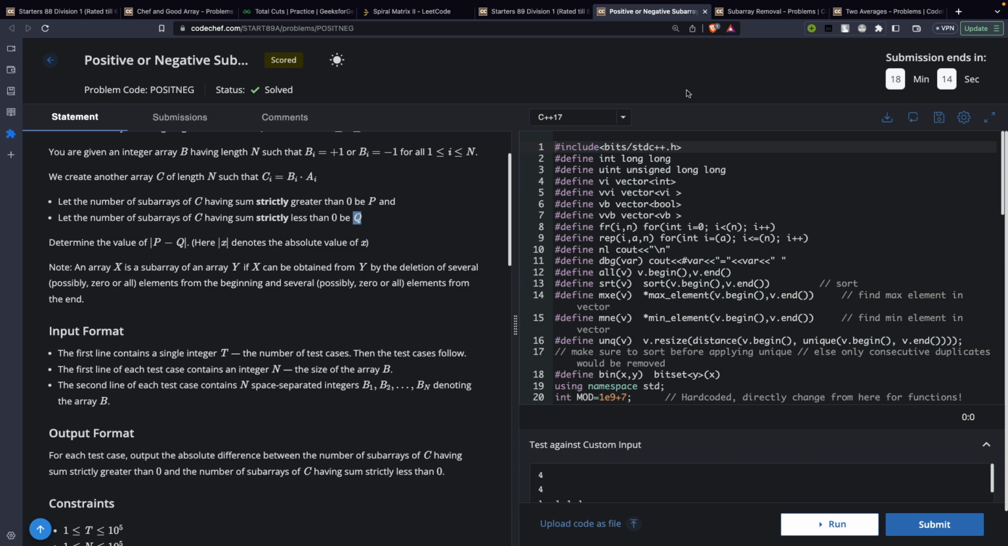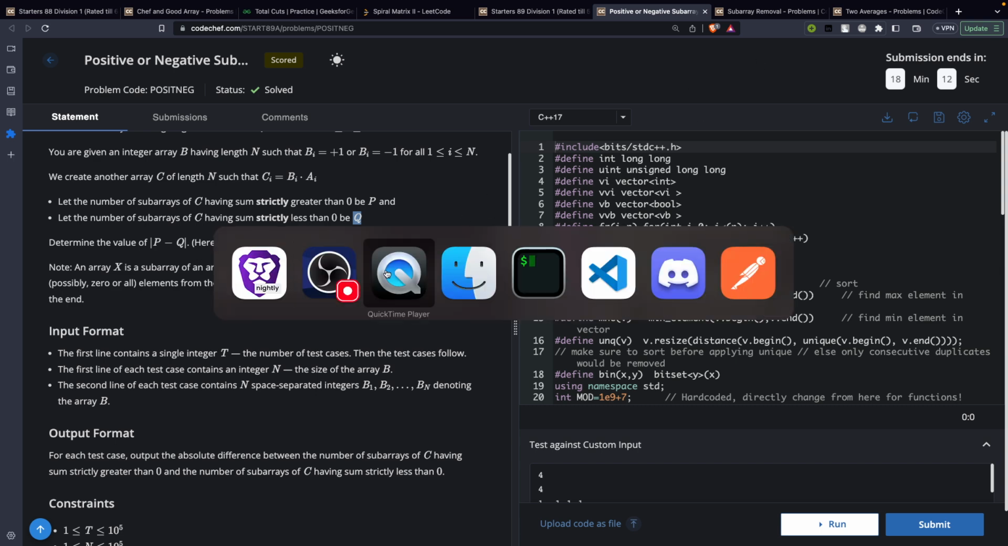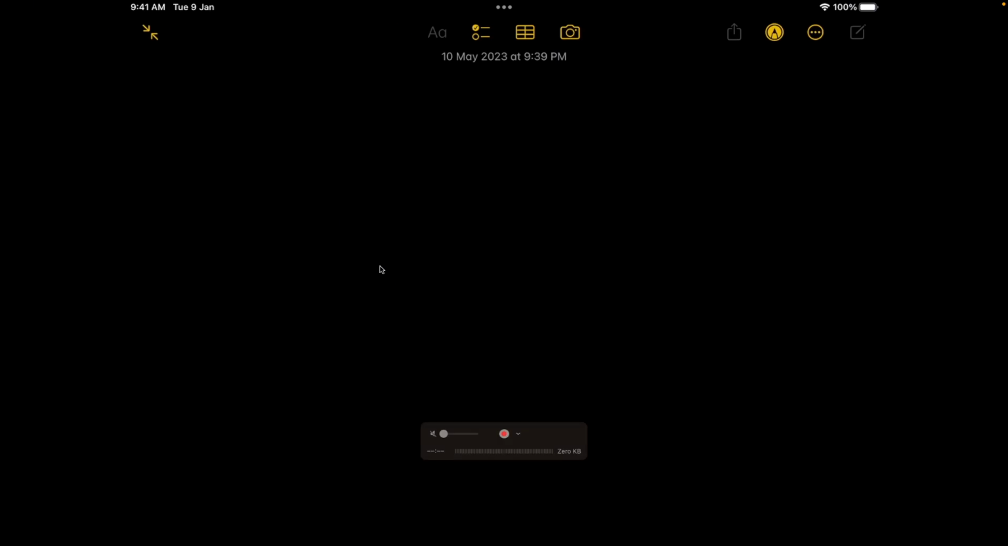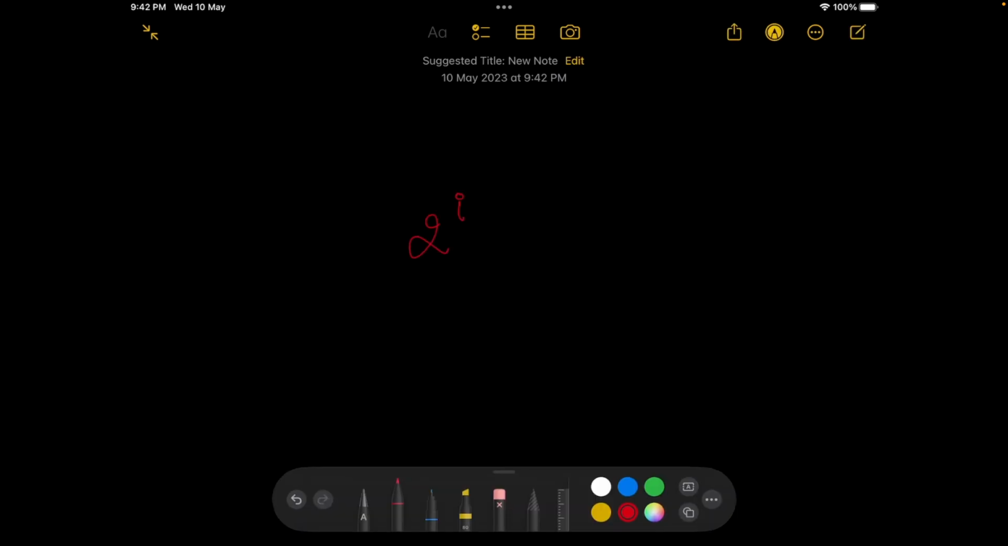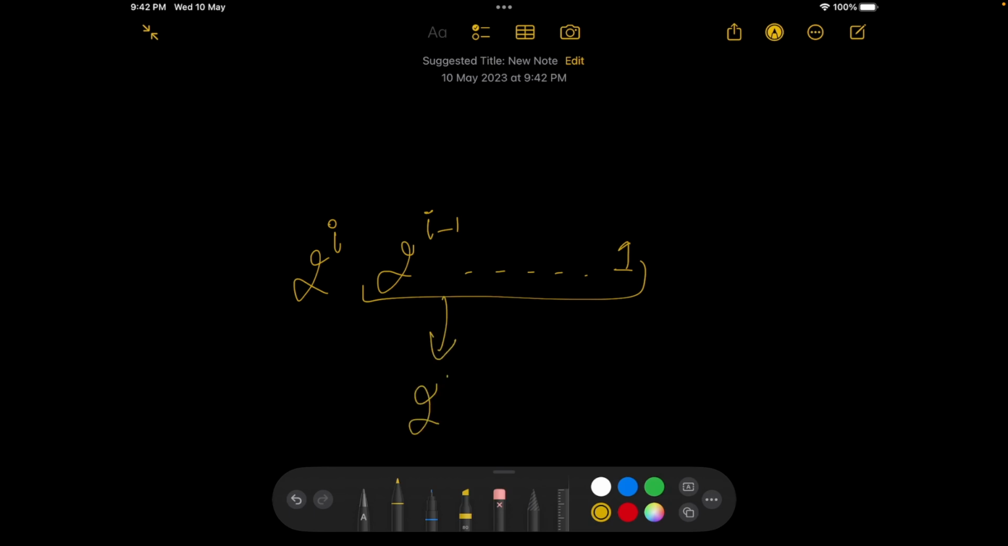So how would we do it? A very basic observation would help over here. If we are having any power of 2, let's say 2 to the power i, then even if I sum all the elements from 2 to the power i minus 1 down to 1, this actually gives me a value of 2 to the power i minus 1.